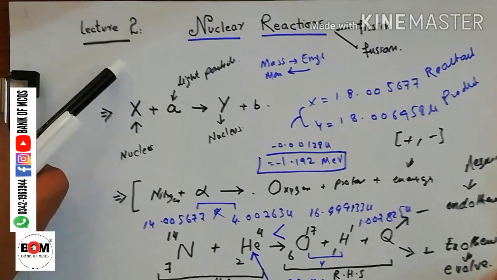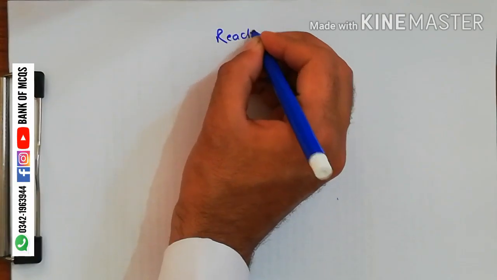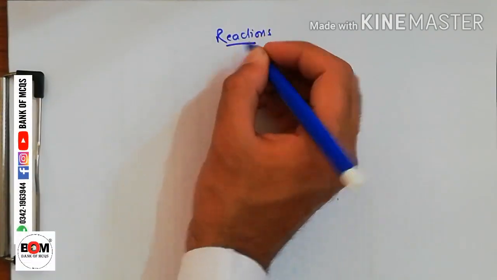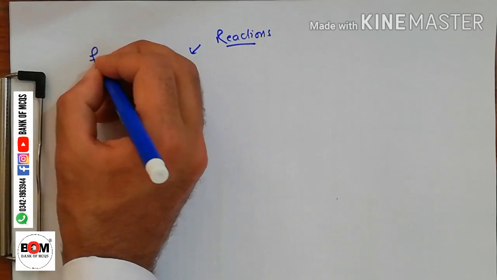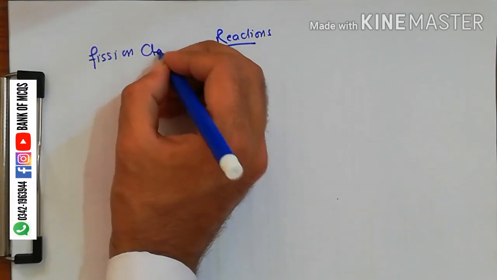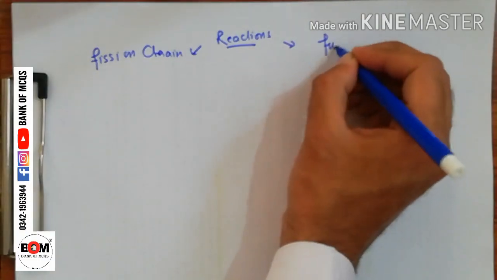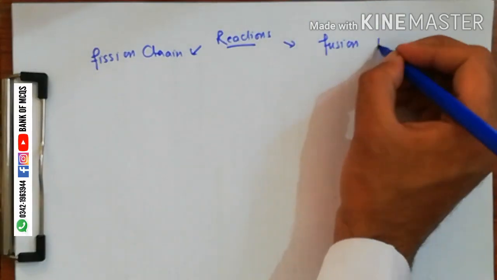Now there are two types of reactions. The first one is fission reaction, or fission chain reaction, and the other is fusion reaction.